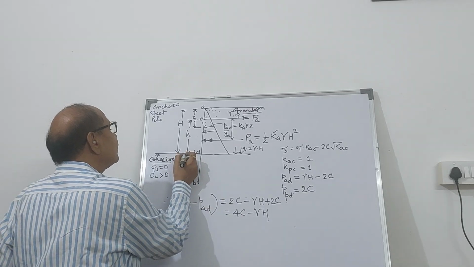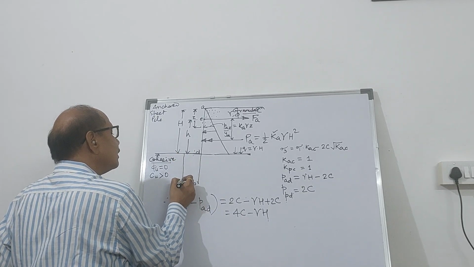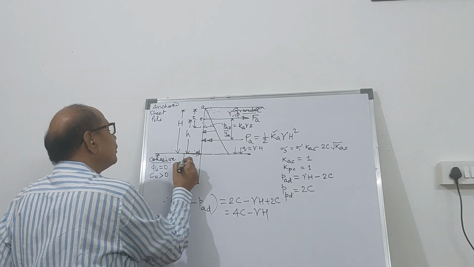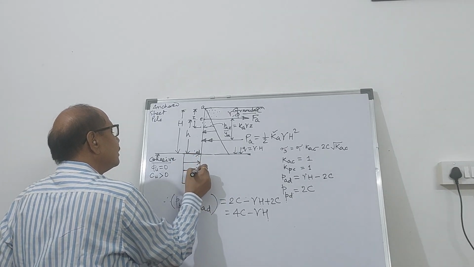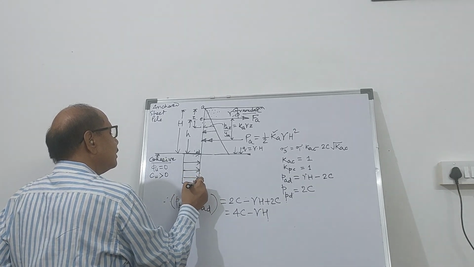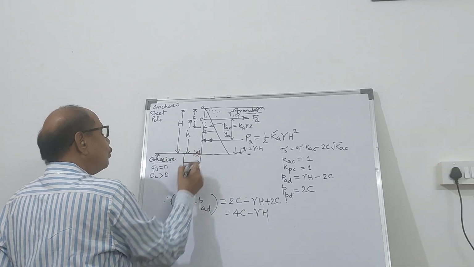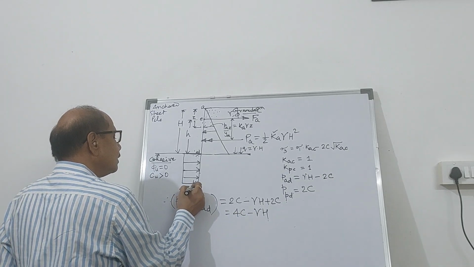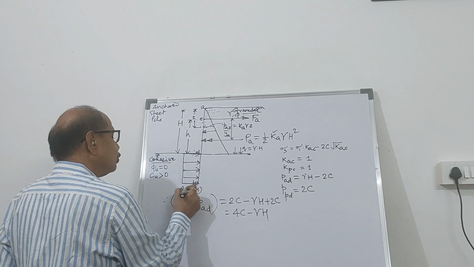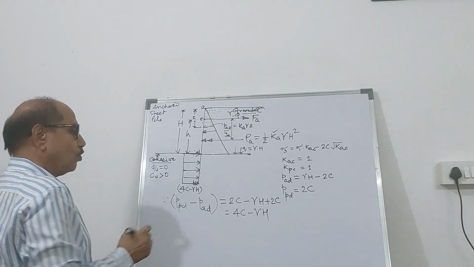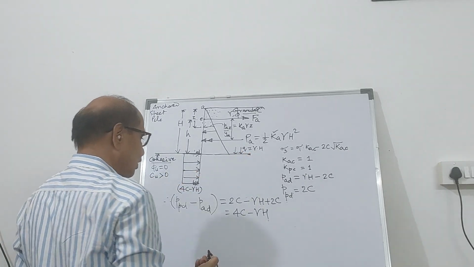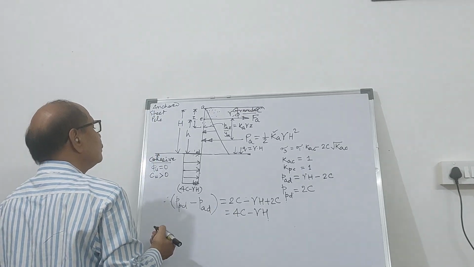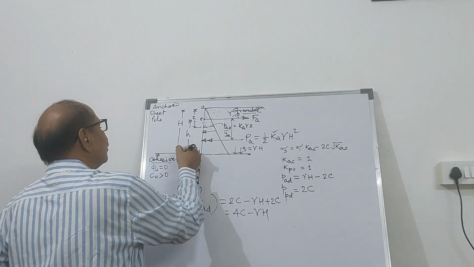At this point, the pressure is going to be 4C minus gamma H, or 4C minus Q, whatever you call it. So this becomes 4C minus Q at any depth below the dredge line.